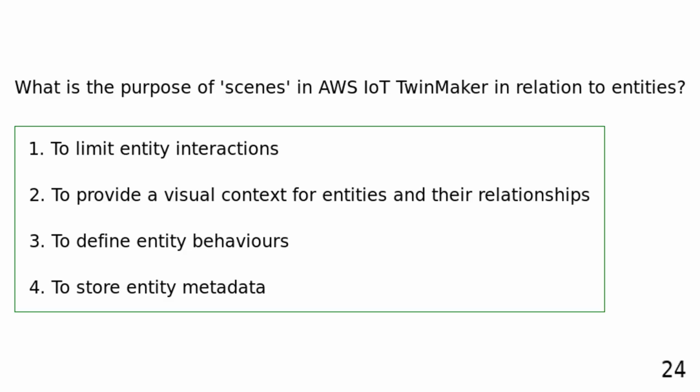What is the purpose of scenes in AWS IoT TwinMaker in relation to entities? To limit entity interactions. To provide a visual context for entities and their relationships. To define entity behaviors. To store entity metadata.